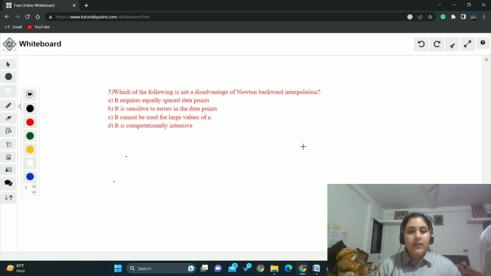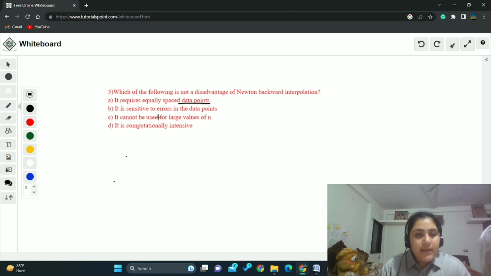Question number 5. Which of the following is not a disadvantage of Newton backward interpolation? A, it requires equally spaced data points. So this is a disadvantage because Newton backward interpolation relies on equally spaced data points. This is because to calculate the backward difference table accurately, the data points need to be equally spaced. If they are not, as a result, it may be less accurate.